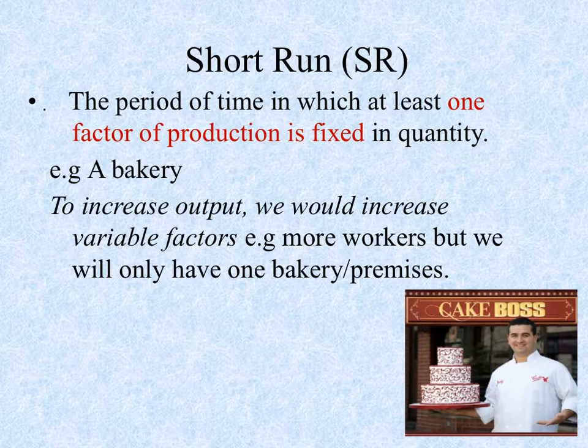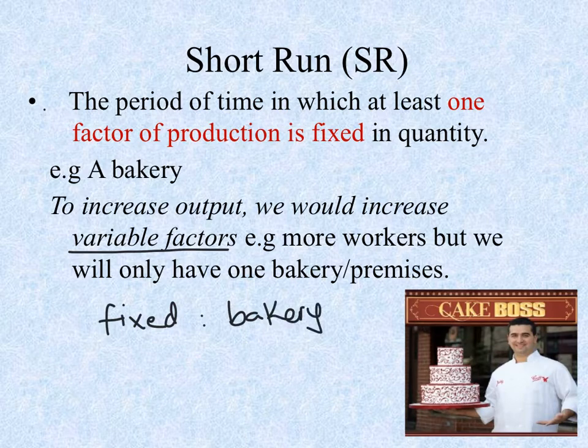To increase output, we would increase any of the variable factors. So for example, more workers, but we only have one bakery or premises, meaning that our fixed factor of production is going to be my bakery. And if I want to increase output, my variable factor that I can also increase is labour.